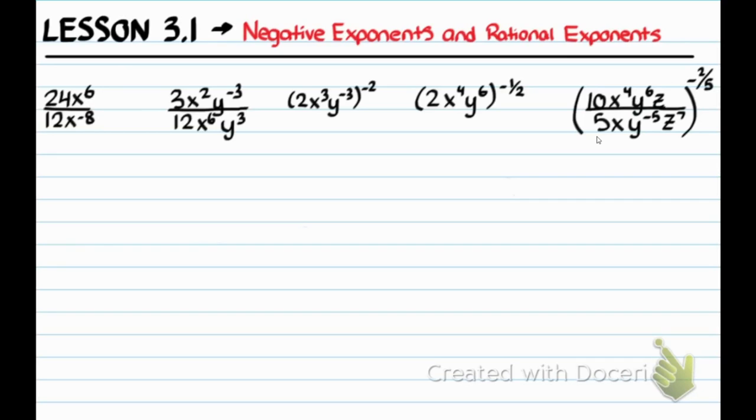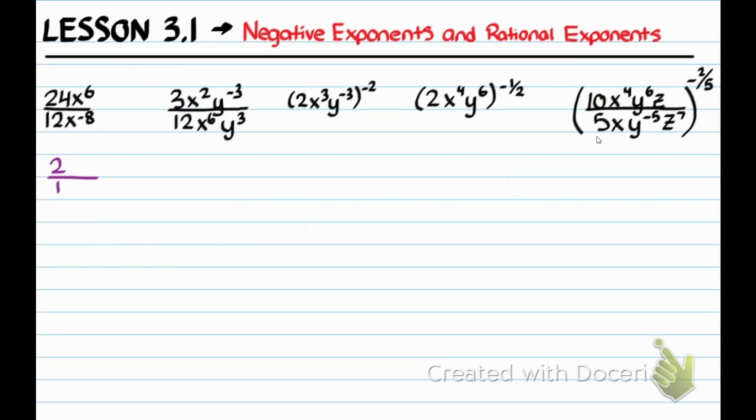All right, so we have 5 examples here that we're going to go through. Our goal for every example is to have no negative exponents, so to get rid of all of the negative exponents. Your first step is going to be to simplify. We always want to simplify first, and then if anything, we'll work with the negative exponents once we simplify. So 24 over 12 simplifies to 2 over 1.